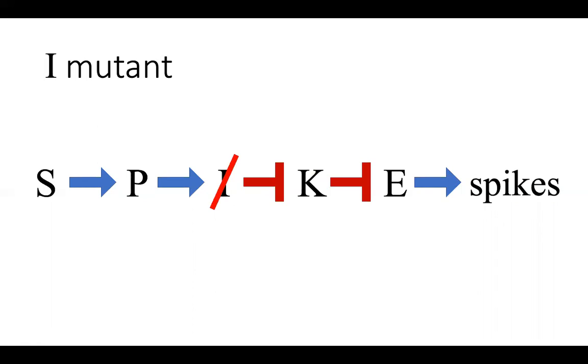The outcome is similar to the previous mutation. If I is mutated, it cannot inhibit K, which then inhibits E, and no spikes are formed.